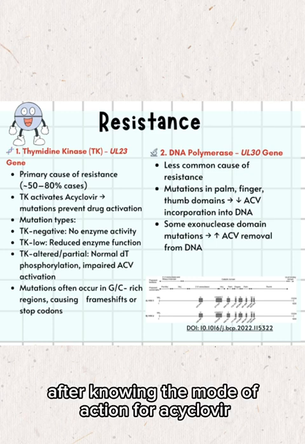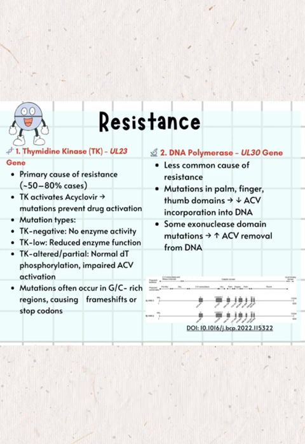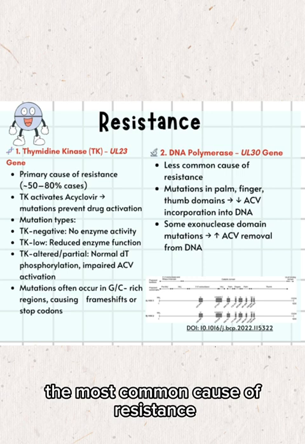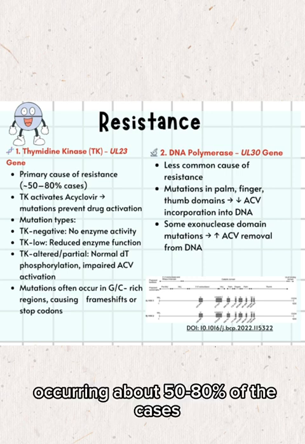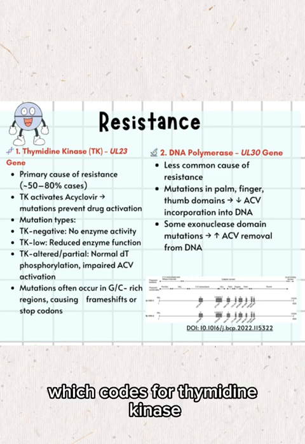After knowing the mode of action for Acyclovir, now we will be moving on to resistance. So, as with many drugs, resistance can occur. The most common cause of resistance, occurring in about 50 to 80% of the cases, comes from mutations in the UL23 gene, which codes for thymidine kinase.